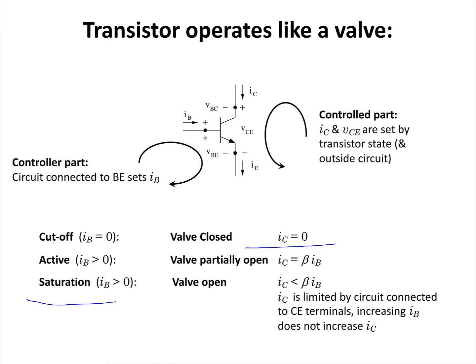In the saturation mode, IB is greater than 0, so the base-emitter junction is forward biased, but in this region, the valve is completely open, so IB does not control the IC value, or if we increase IB, IC does not increase proportionally. In other words, IC is less than beta times IB. In this mode of operation, IC and VCE are set by the outside circuit that is connected to the collector and emitter.